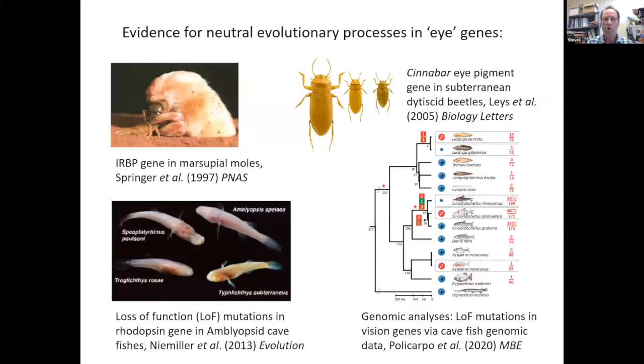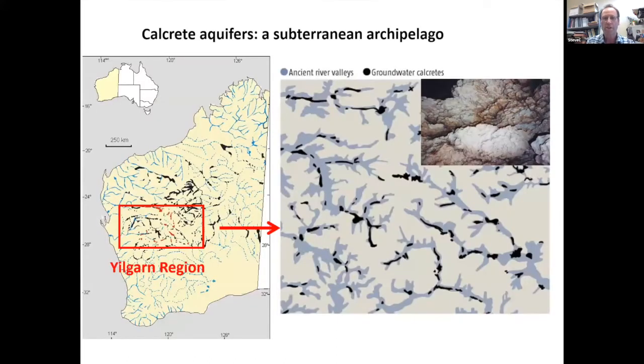Evidence for neutral evolutionary processes in eye genes has come from a variety of different sources, mostly focused on vertebrates: marsupial moles back in 1997, the IRBP gene, and also loss of function mutations associated with opsin genes and other genes involved in vision. And there's really just been one study of an invertebrate, which was a study by Remco Leys on the cinnabar bipigment gene. So what we needed was a different model system to study this process.